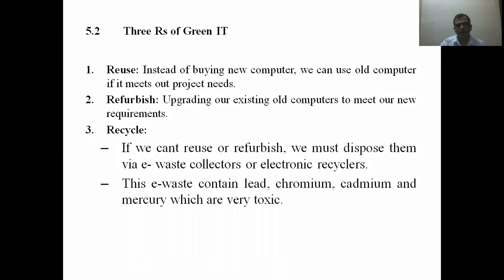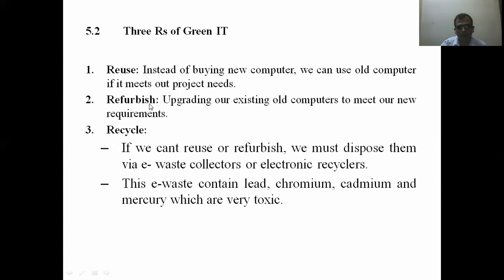3 R's of green IT. So 3 R's stands for reuse, refurbish, and recycle. So let us see the 3 R's definitions. Reuse. Instead of buying a new computer, we can use an old computer if it meets our project needs. So if the used computer is in good working condition, we can use that. And if it satisfies our needs, we can use it for our project.